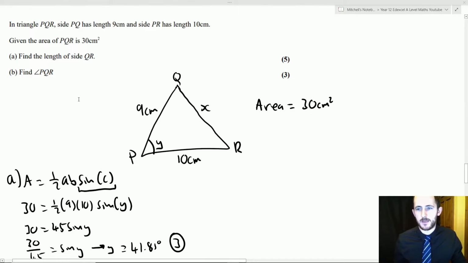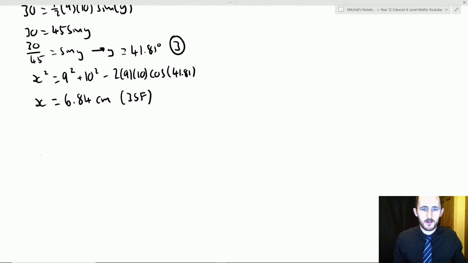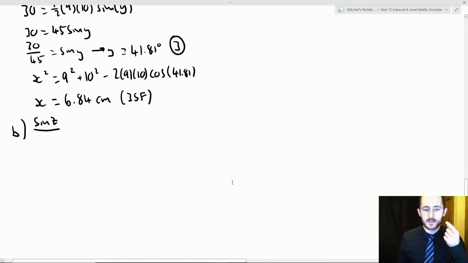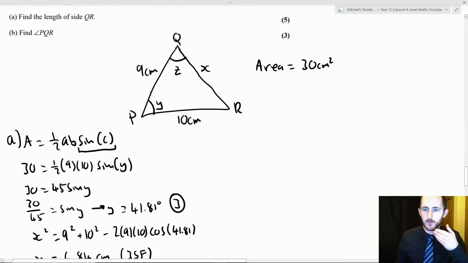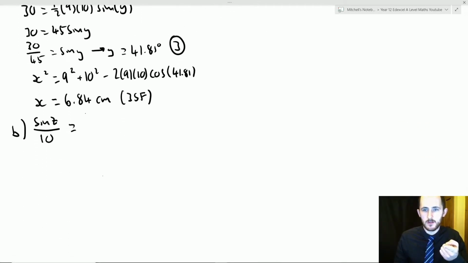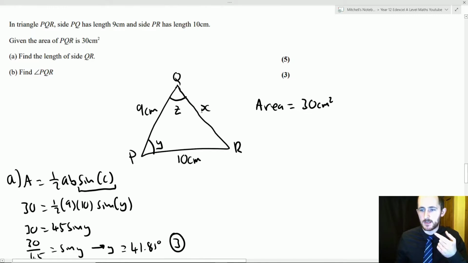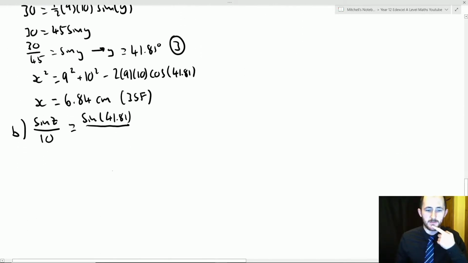Part B just says find the angle of PQR. PQR would be this angle over here, which I'm going to call Z. A bunch of different ways you can work this out, but probably the easiest one is the sine rule. So sine Z over the opposite side, which is 10 centimeters, equals the other angle-side pair we have, which is sine of the angle we just worked out, 41.81, over the opposite side to that, which is side X, which we worked out in the previous part, is 6.84.